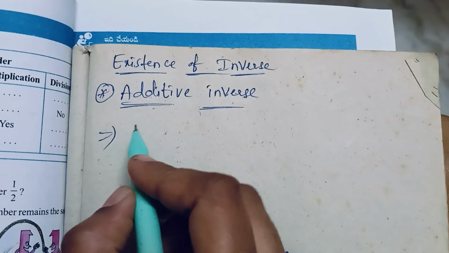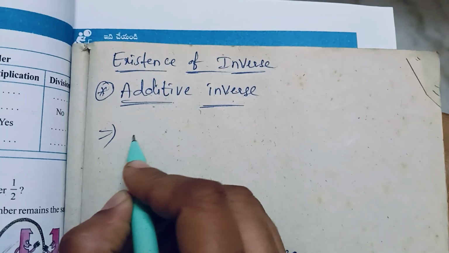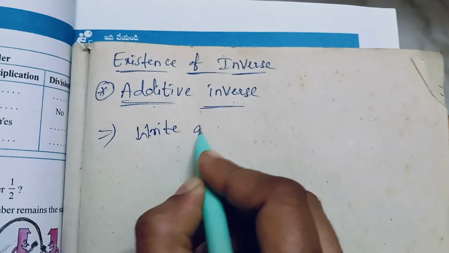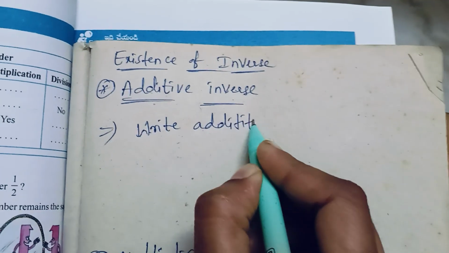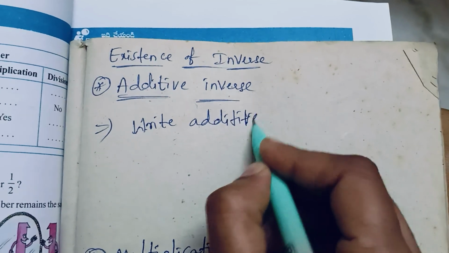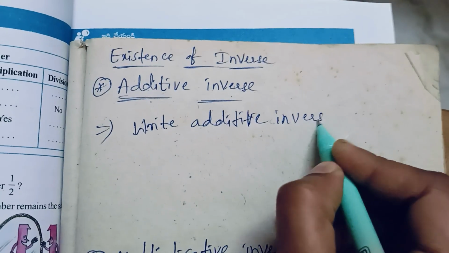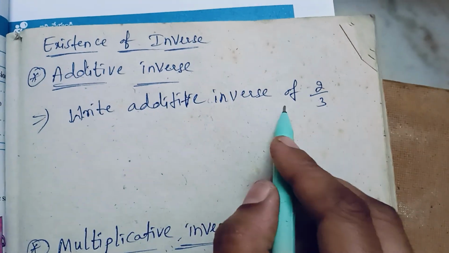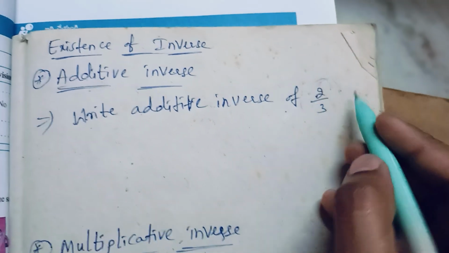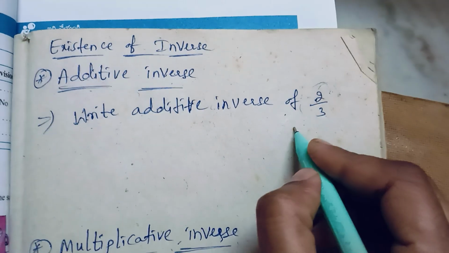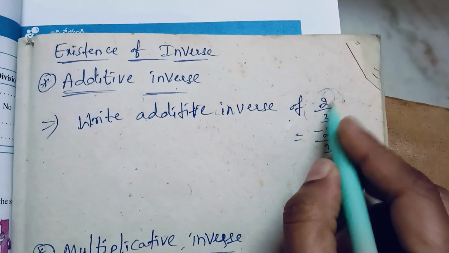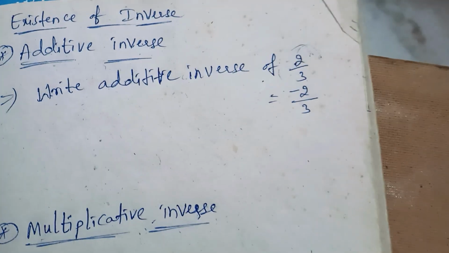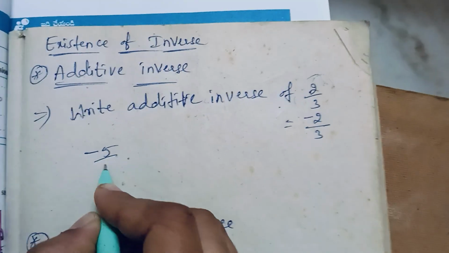For example, if they ask the question, write the additive inverse of 2 by 3. Here 2 by 3 is a positive number, so the additive inverse is minus 2 by 3. If plus is there, we have to put a minus symbol and write the same number. And if it is a minus symbol, for example, minus 5 by 2 is there.